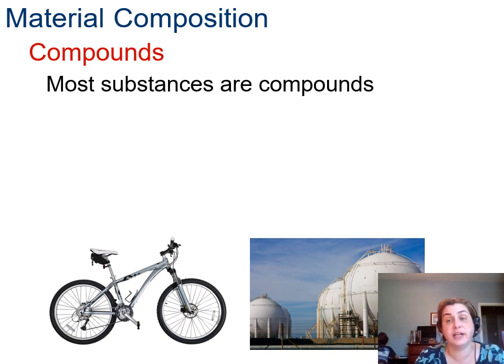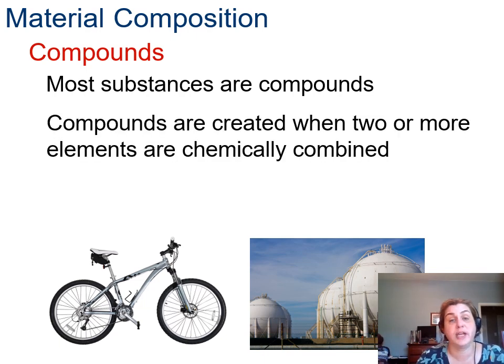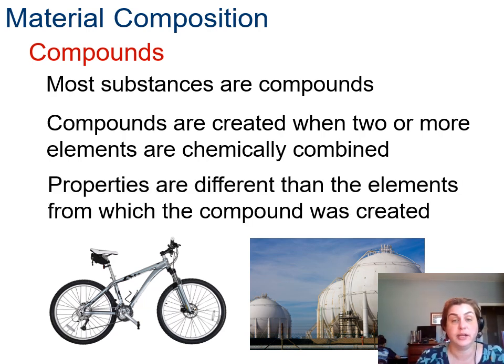Next main category after elements are compounds. A compound is basically a substance that has combined one or more elements. They're created chemically. So when I say combined, it's an actual chemical bond at the chemical level. The properties tend to be different than the elements that were used to create it. So it's like cooking at the atomic level.